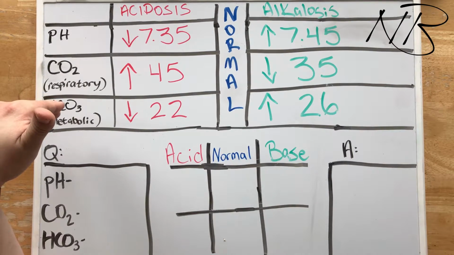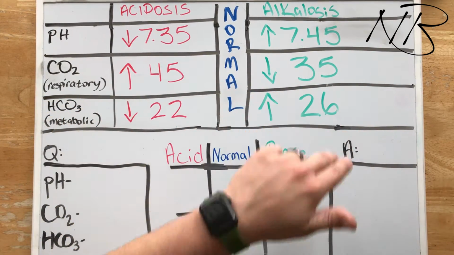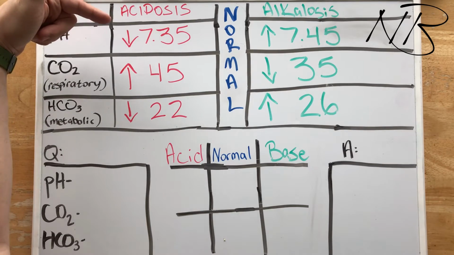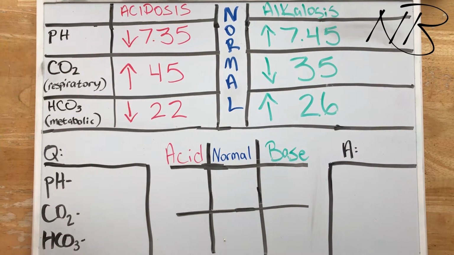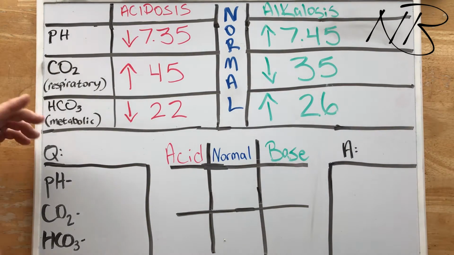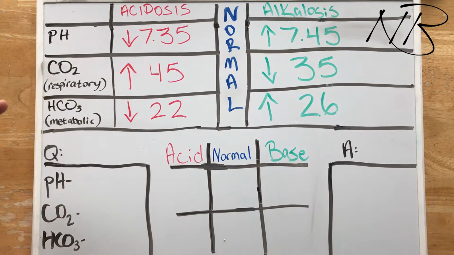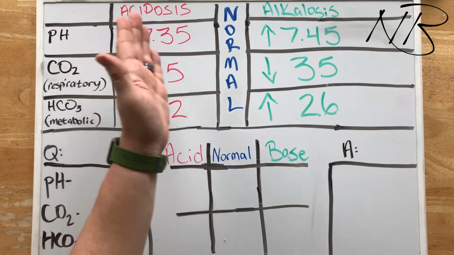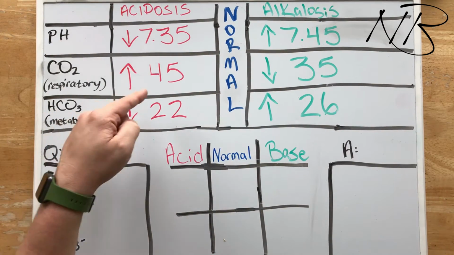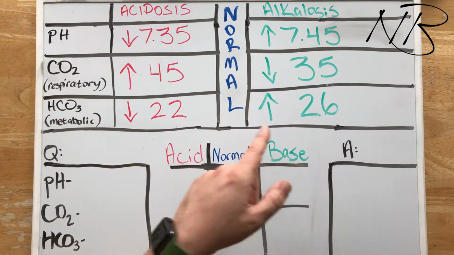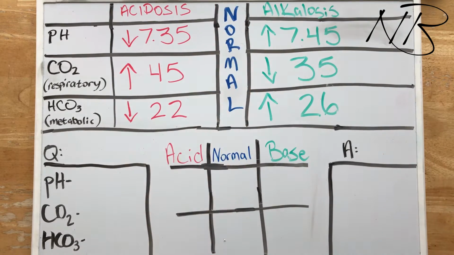And then our bicarbonate, our normal level is 22 to 26. So anything less than 7.35 is acidotic. And again, the reason this one is backwards is because anything above 45 for CO2 is acidotic, and anything below 22 for bicarbonate is acidotic. Then of course, right in between that 7.35 and 7.45, that 45 and 35, and that 22 and 26, all of that is your normal range.